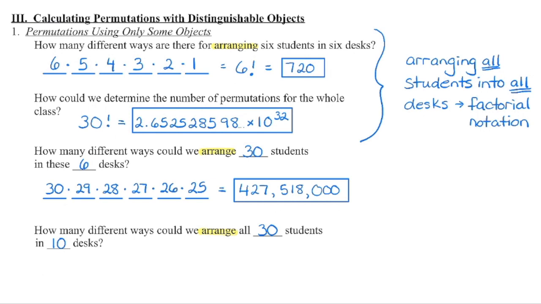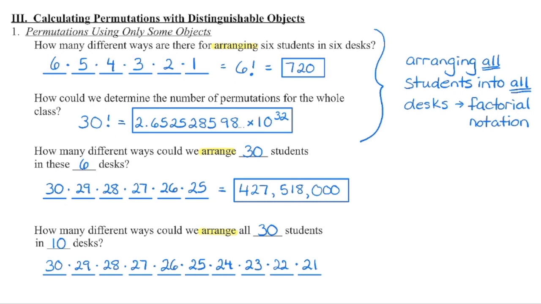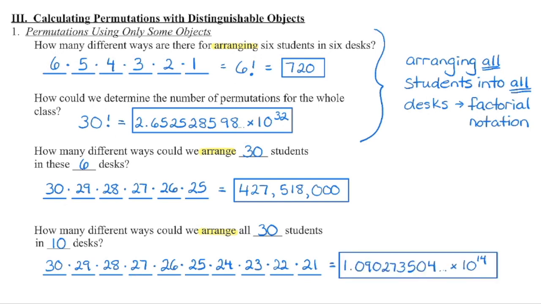Now, if we were going to arrange 30 students into 10 desks, we're going to start by drawing out our 10 desks, and now we have 30 possibilities as to who could go into that first desk, one less possibility all the way down to 21, and again, we are not going down to that 3, 2, 1, so we cannot just go 30 factorial. We're going to have to grab our calculator and go 30 times 29 times 28 times 27, and we are going to end up again with a very large number. This is the number of different ways that we can arrange 30 objects into 10 positions.